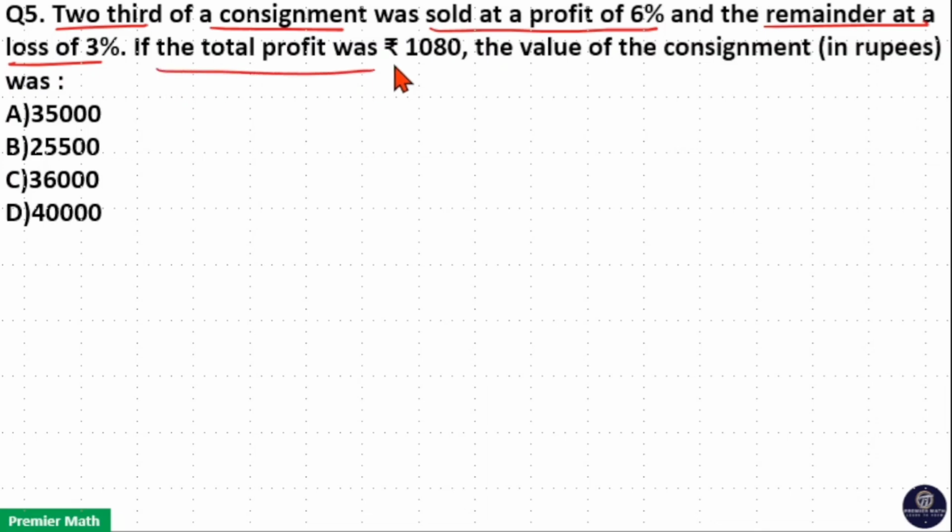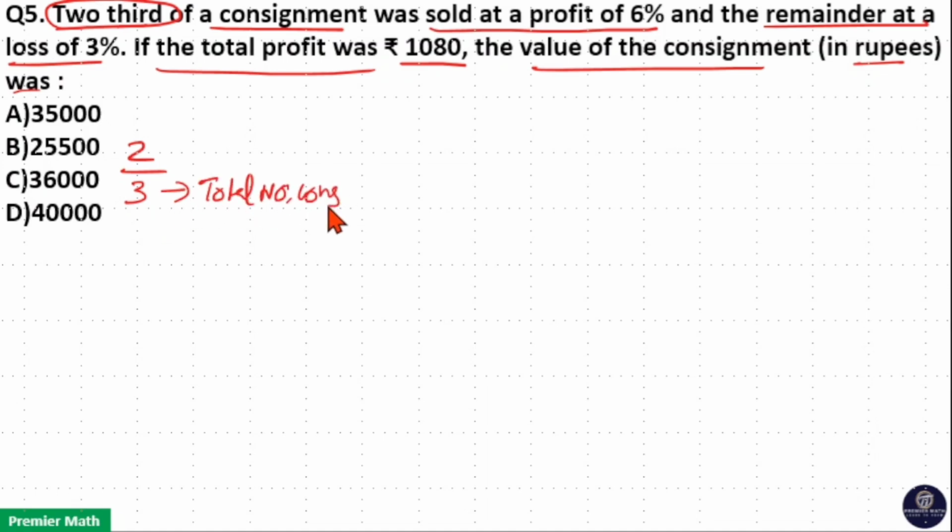If the total profit was 1080, the value of consignment in rupees was. Here 2/3 of a consignment reflects the total number of consignment. That is, consider 3 units as the total number of consignment. Then out of these 3 units, 2 units are sold at a profit of 6%. So total profit from these 2 units is 2 into 6%, that is 12%. Now this is profit. Remainder at a loss of 3%.